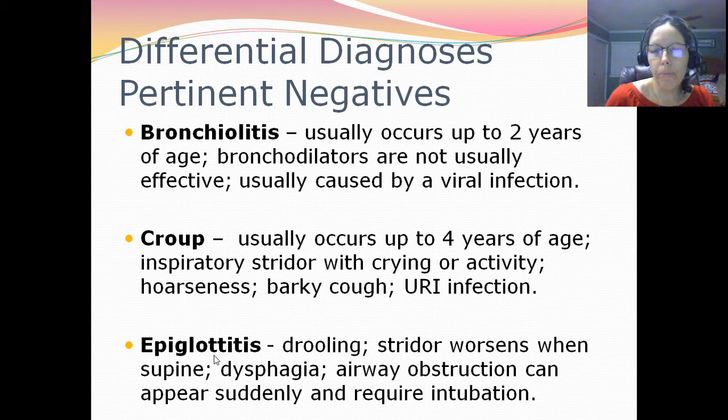While croup is normally seen in children up to the age of 4. Inspiratory stridor is usually noted upon crying or activity. Hoarseness and barky cough are normally present, and this is an upper respiratory infection. As for epiglottitis, drooling is normally seen. Stridor worsens when supine. Dysphagia is present, and airway obstruction can appear suddenly and require emergency intubation.